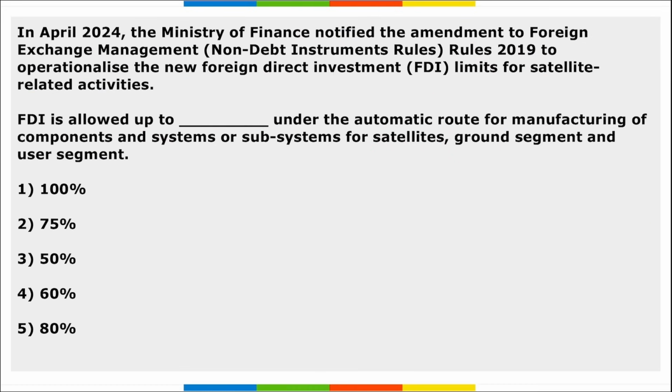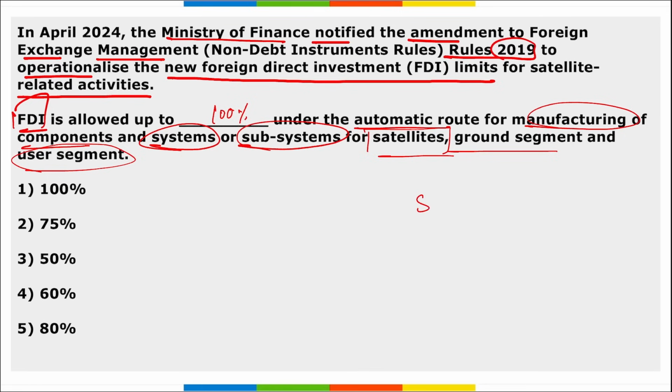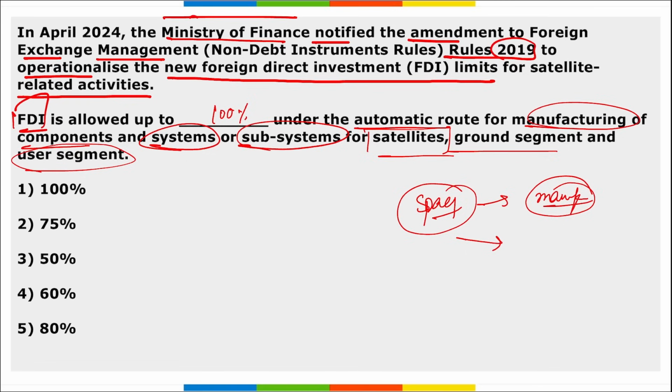Next, the Ministry of Finance notified the amendment to the Foreign Exchange Management Rules of 2019 to operationalize the new foreign direct investment limits for satellite related activities. Here, FDI is allowed up to 100% under the automatic route for manufacturing of components and systems or subsystems for satellites, ground segment, and user segment. Remember, for the space sector, to set up manufacturing to develop various satellites and subsystems, 100% FDI has been allowed by the government of India. If the ministry is asked, it is the Ministry of Finance that has amended the rules to allow 100% FDI in the space sector. So the right option is option 1.